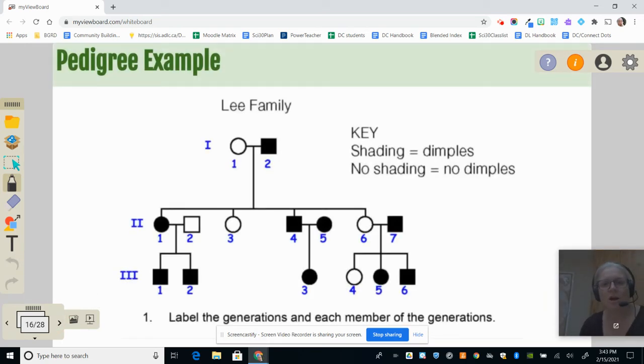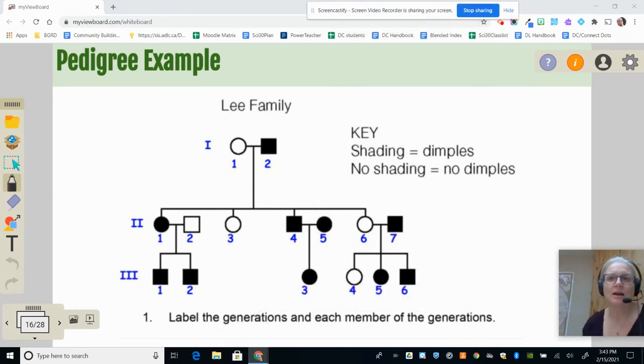All right, so this example has some questions to go with this pedigree, which are very similar to questions you're going to get with other pedigrees in the course. So first off, this is the Lee family, and we're looking at dimples versus no dimples. So we're not talking about a disorder here. Dimples is considered affected, so if you are shaded black, then you have dimples in this pedigree.